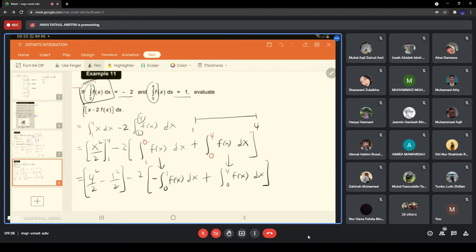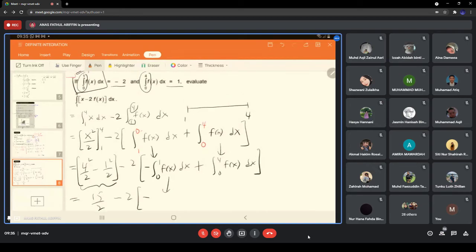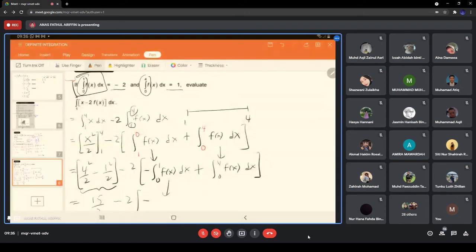And then, okay, we can solve this one. Okay, this part, what do we get? This part we get 15 over 2. And then minus 2. Okay, yang ni kita boleh gantikan. Ada negatif depan. What is the integral from 0 to 1 of the function f(x)? We should get negative 2.